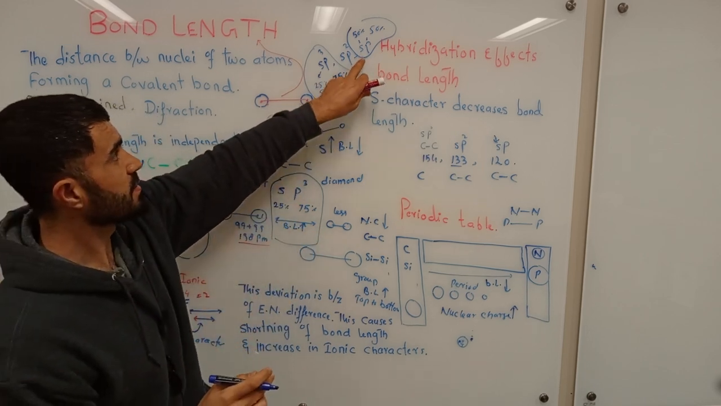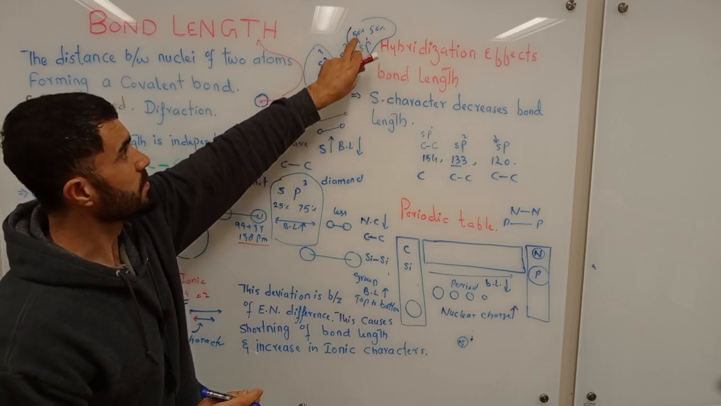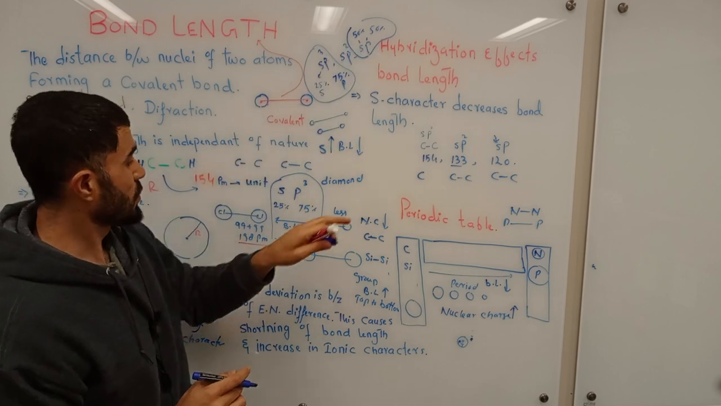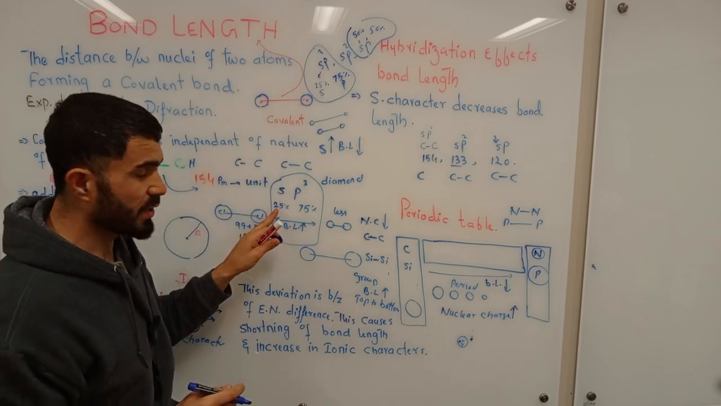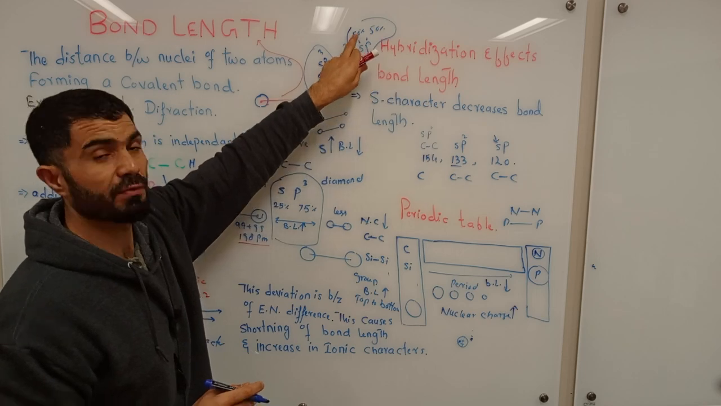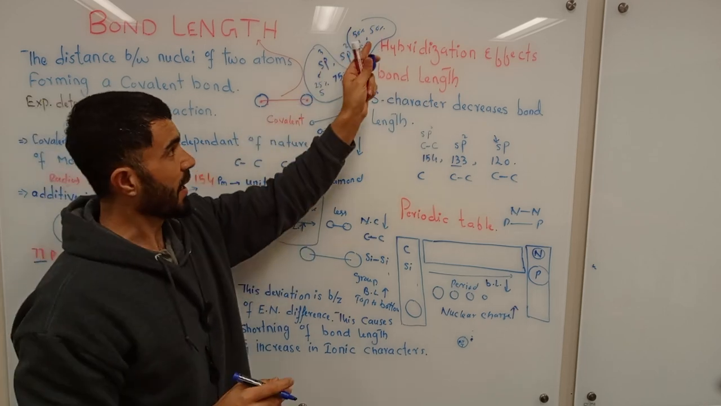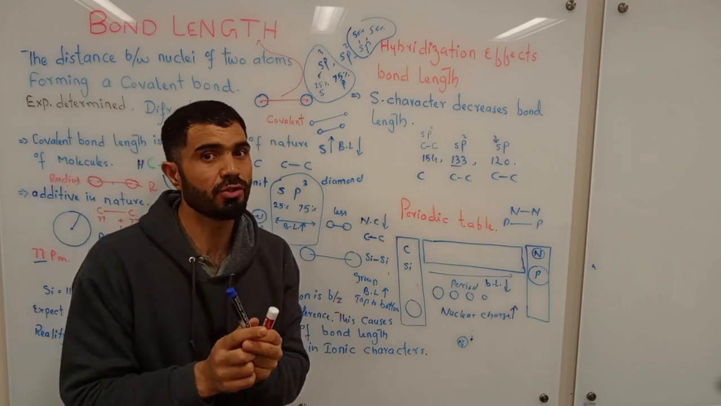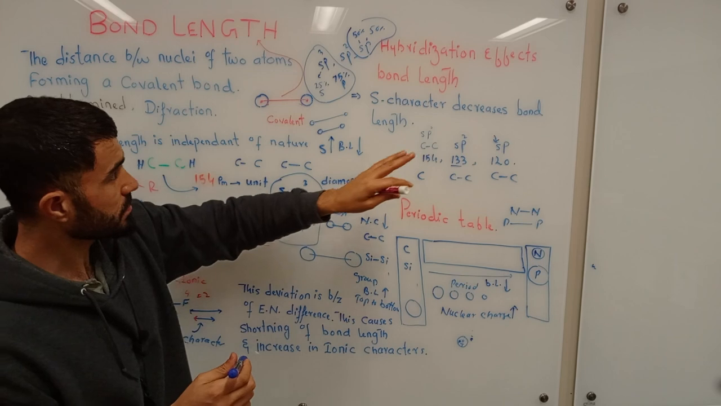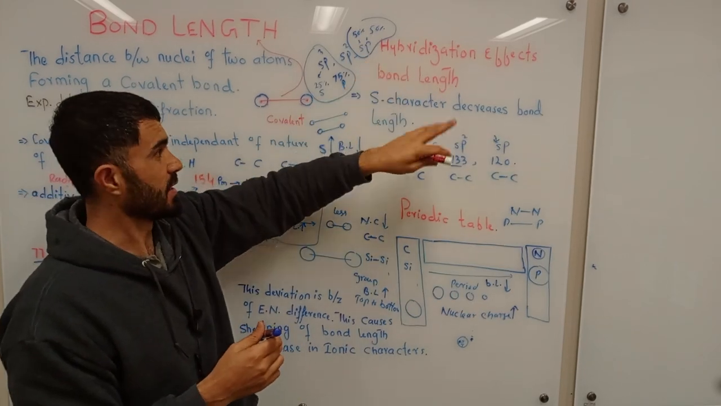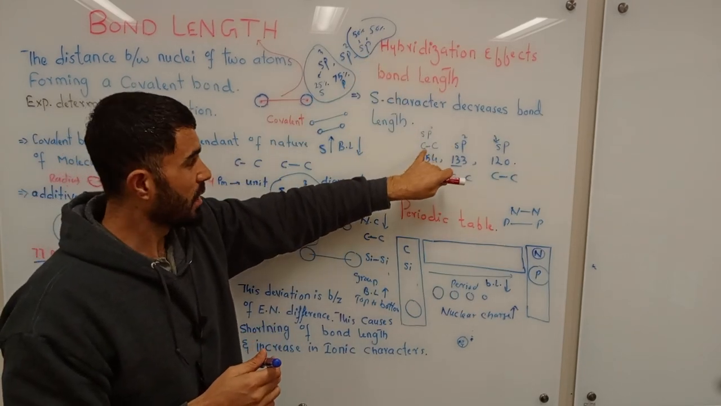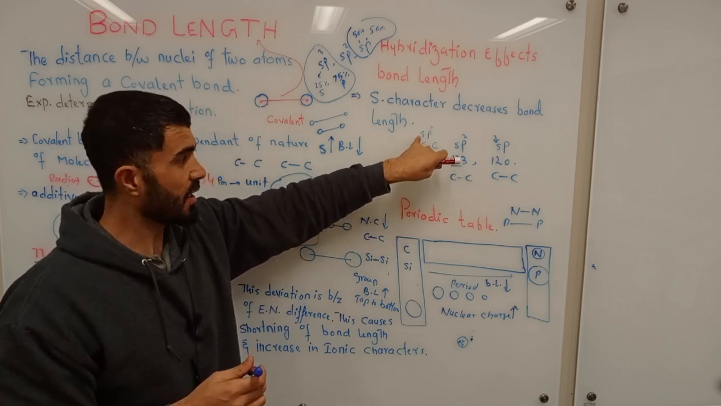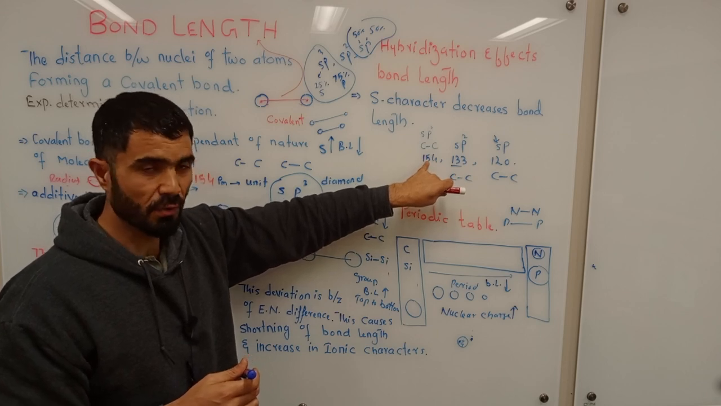If you take sp, in sp the p is 50% and s is also 50%. So as compared to 25%, here the s character is 50%. So in sp molecule, the bond length will be shorter because of the more s character. I'm going to give you the example. In C single bond C, the molecule is sp3 hybridized. The bond length is 154.